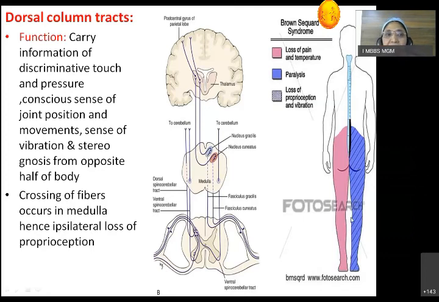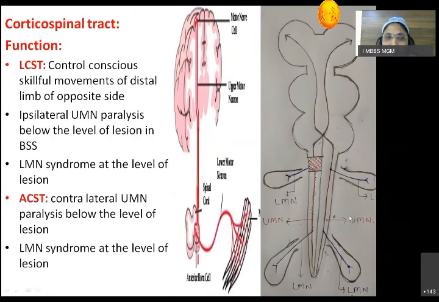Yes. Now coming to the corticospinal tract. As we know, the descending tracts have only two neurons, the upper motor neuron and the lower motor neuron. The descending tract is mainly responsible for conscious skillful movement of the distal limb on the opposite side. So what is the upper motor neuron? The neuron which extends from the motor cortex to the motor neuron in the anterior gray matter of the spinal cord. The lower motor neuron goes from the anterior horn motor neuron to the effector organ.